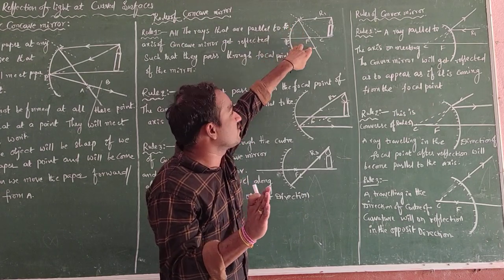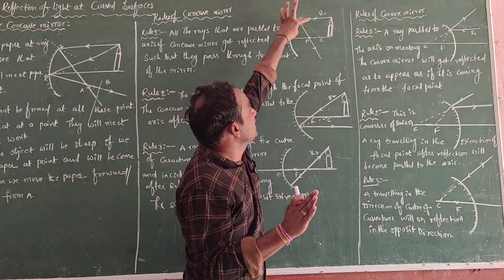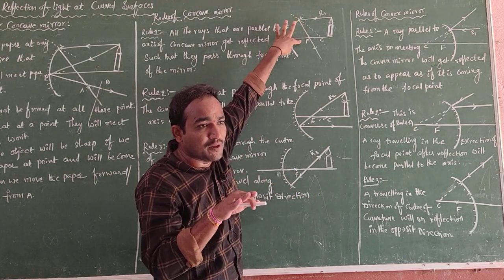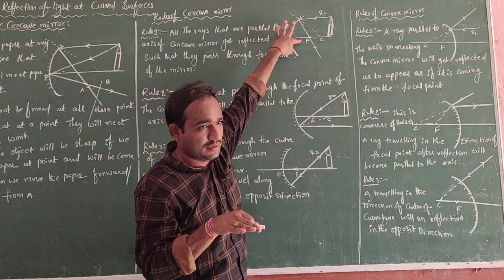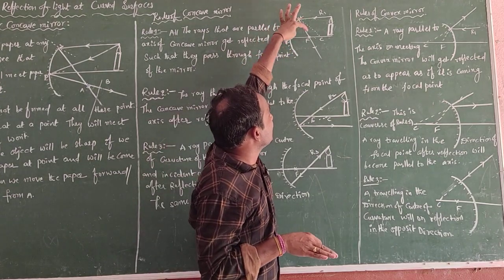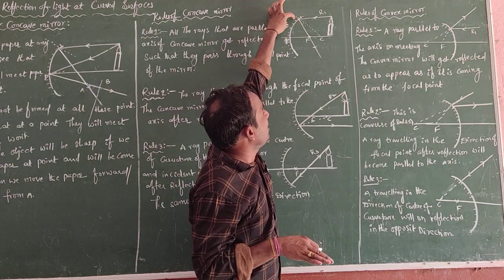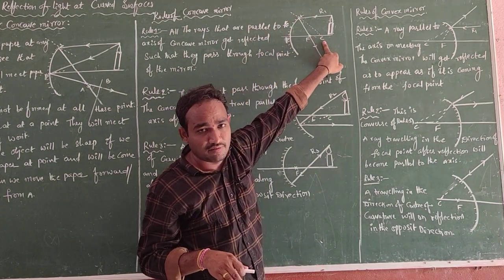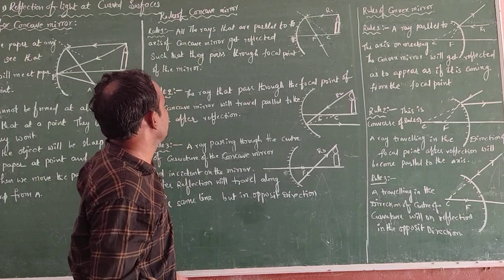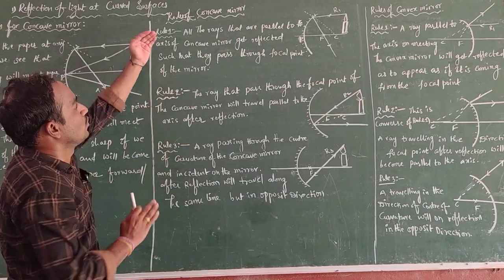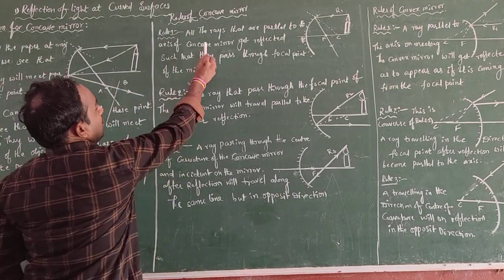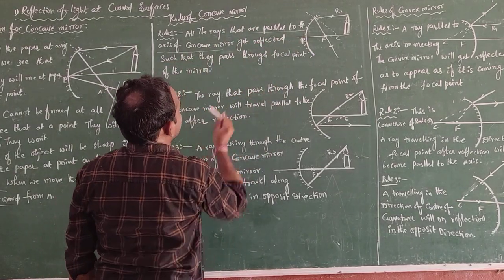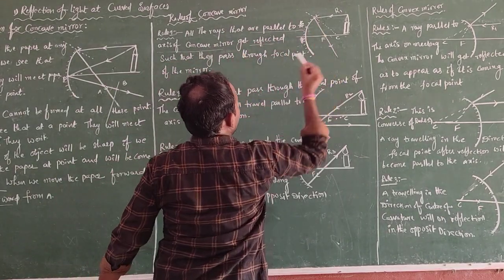So the incident ray, with respect to the principal axis, is parallel. In between the incident and reflected rays, we assume one line that is extended to the center of curvature. So that is rule 1. What is rule 1? The ray parallel to the principal axis will get reflected through the focal point.